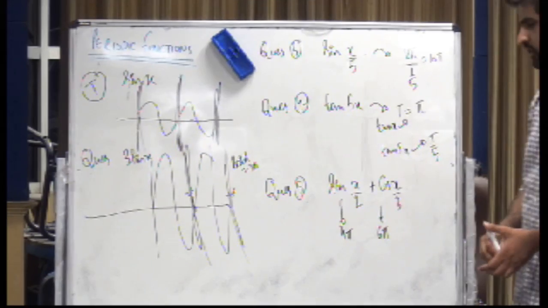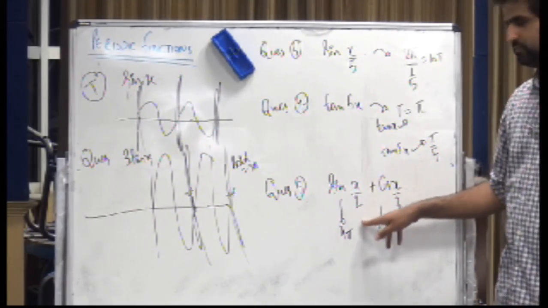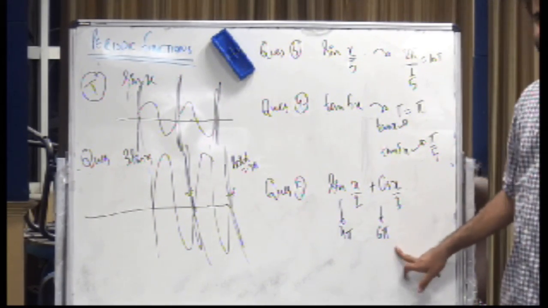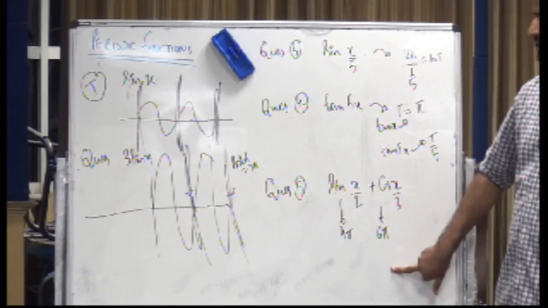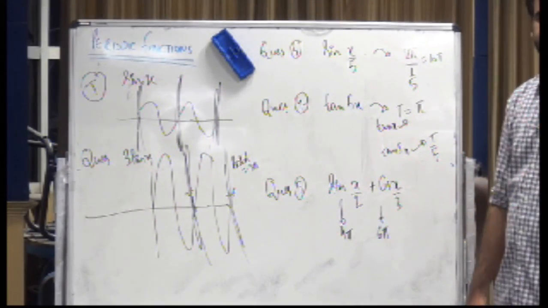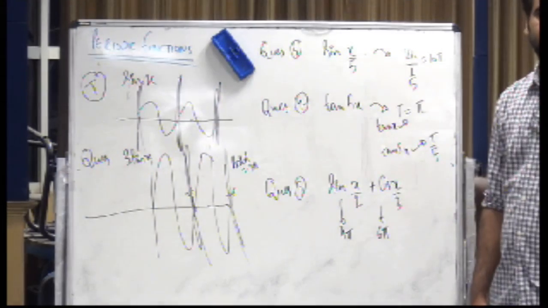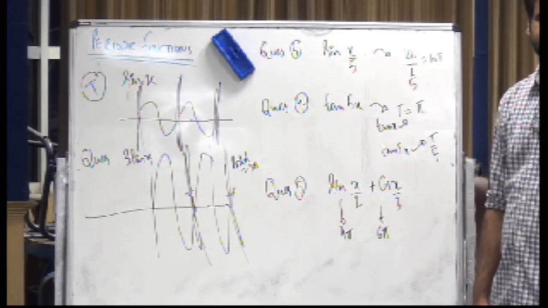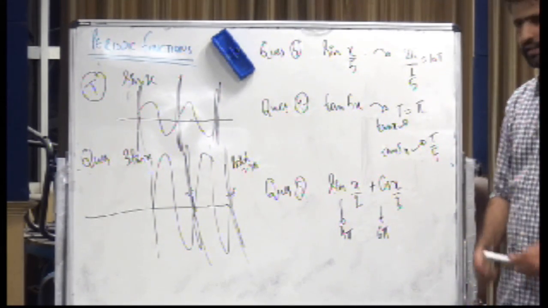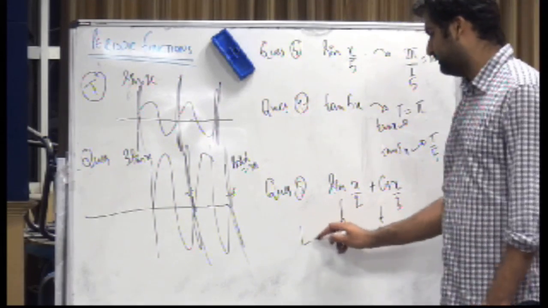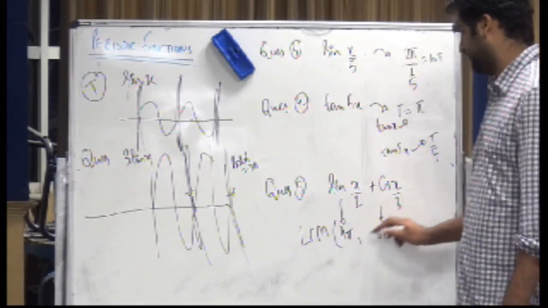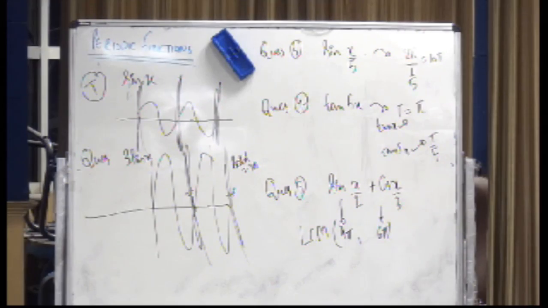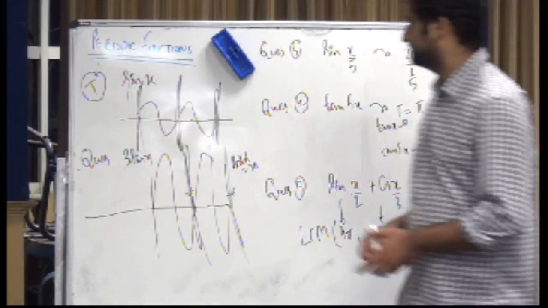Like the period of sin x by 2 is 4 pi, cos x by 3 individually is 6 pi. But I want to find the period of sin x by 2 plus cos x by 3. What will be that? 12 pi. Why? LCM ले ले. Good. So it will be the LCM of these two. Finally, you don't get it? Okay, I'll explain.